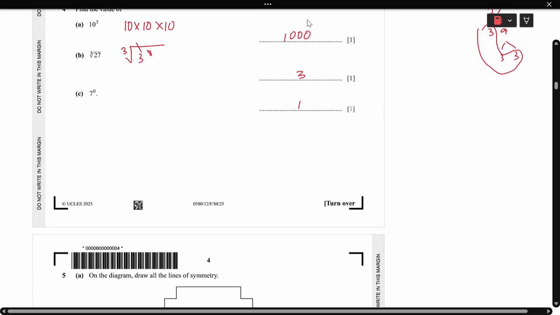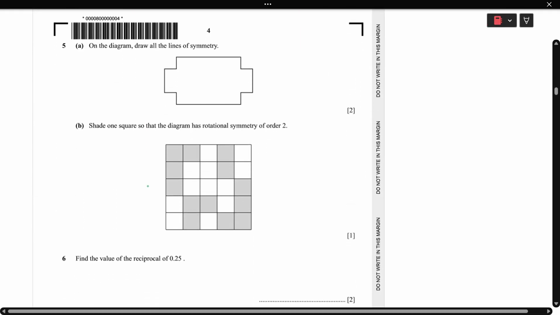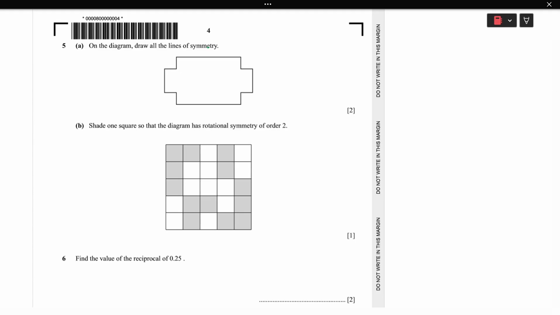Okay, so the next, on the diagram, draw all the lines of symmetry. So for symmetry, when we draw, it should be a mirror image. So first a symmetry line, and this is the second symmetry line. So that's the answer. It should be a straight line. You have to use a ruler.